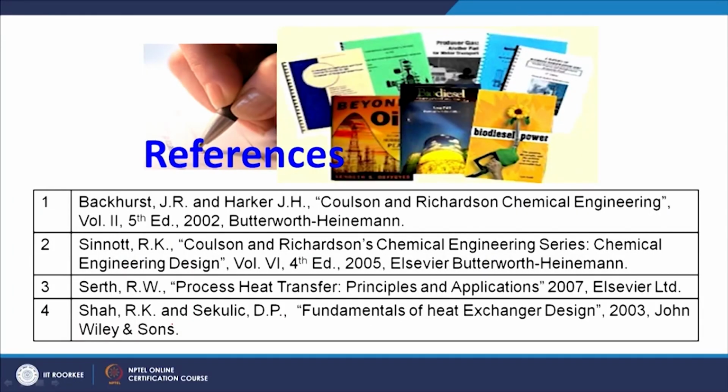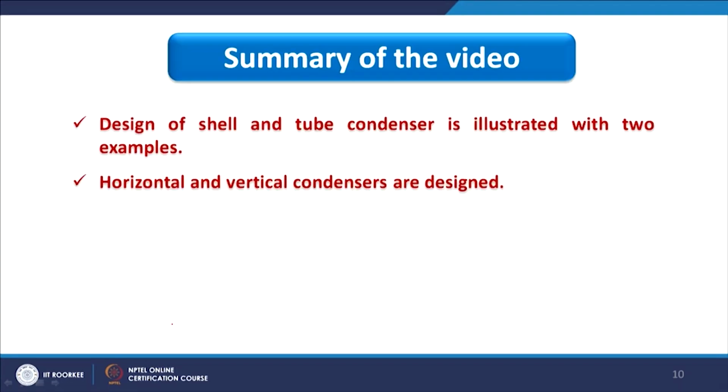in lecture 25. Okay. And here I am having some of the references which you can consult, and now we have the summary of this video. In this video, design of shell and tube condenser is illustrated with two examples. Horizontal and vertical condensers are designed. Okay. So, in this way you have to design different combination of condensers, and that is all for now. Thank you.